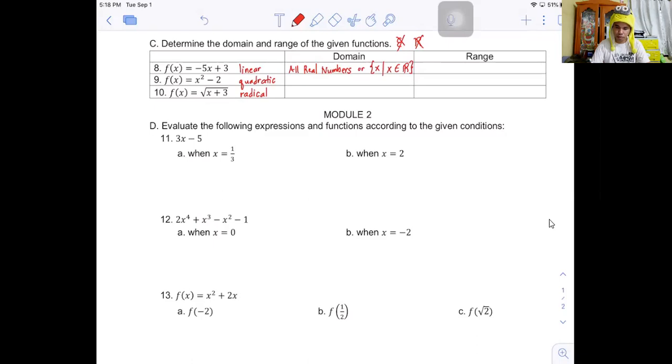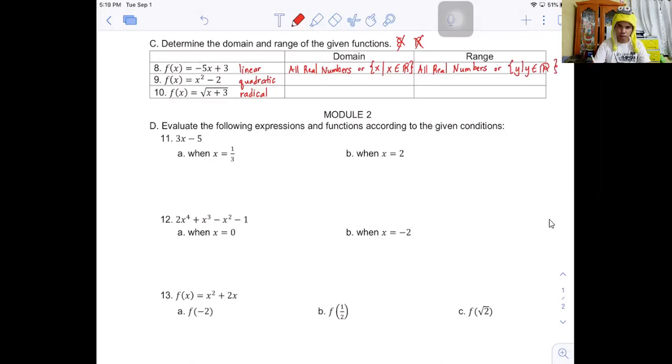Now for the range, still the answer is all real numbers. Take note, this is regarding the value of y or our f of x. So you can write all real numbers here as the set of all y such that y is an element of the set of real numbers. Okay?